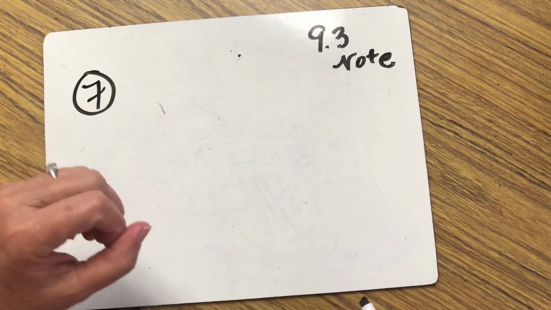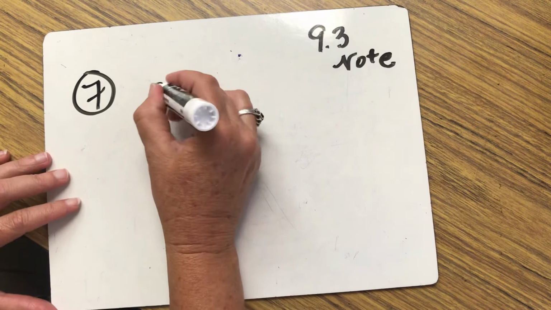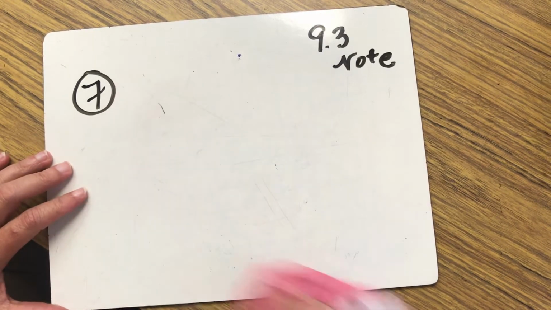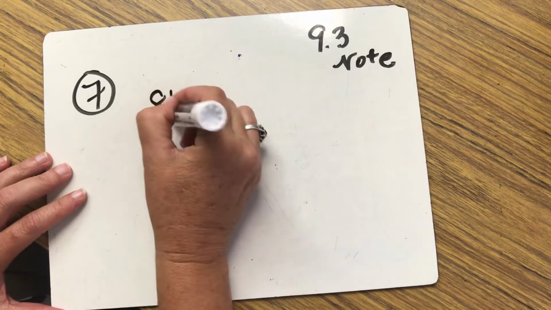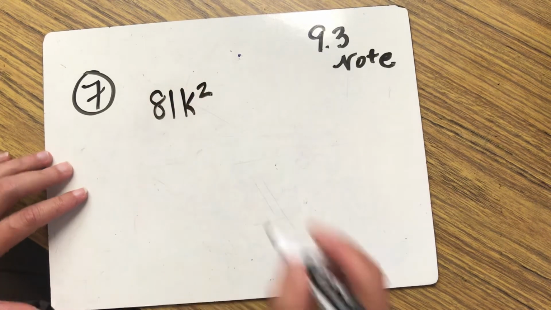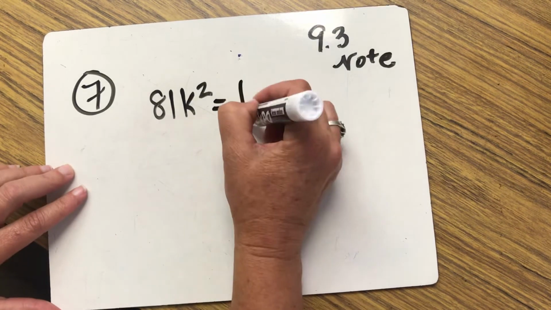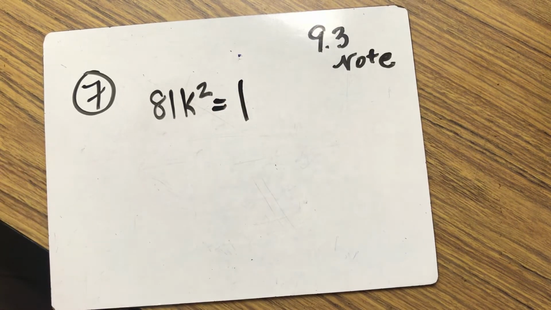spicy. So let's take a gander. Number 7. Spice is life. So we have 81 k squared equals 1. Now that looks very different from the things that we've seen previously.